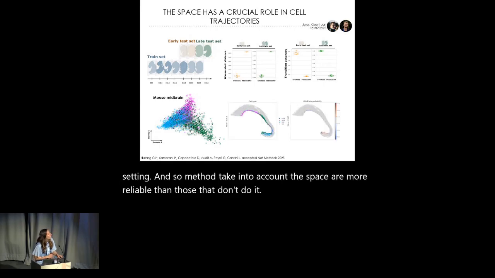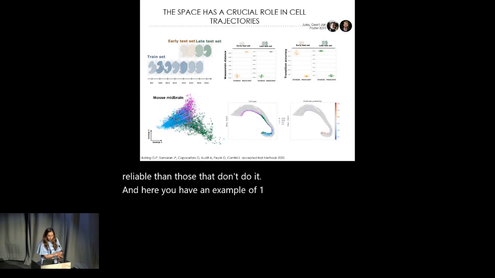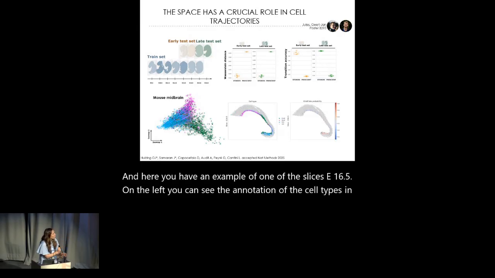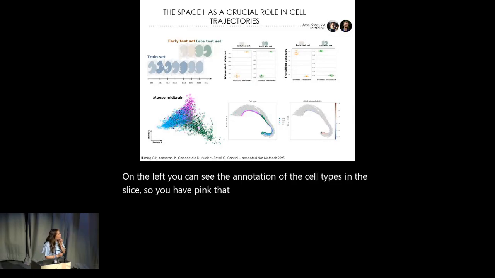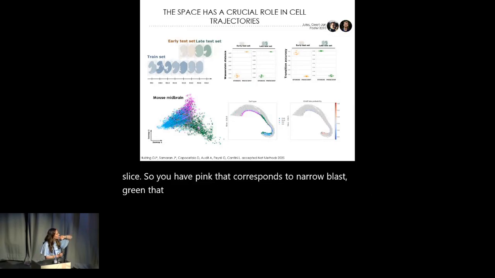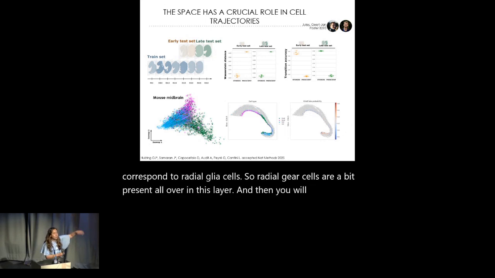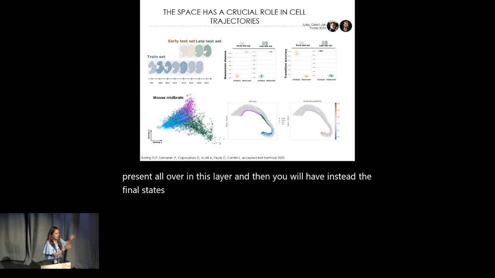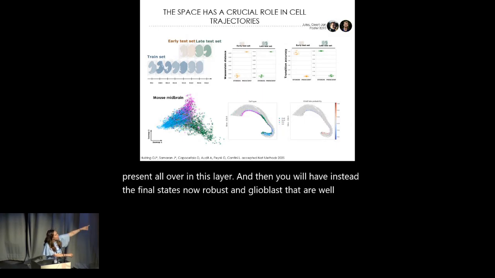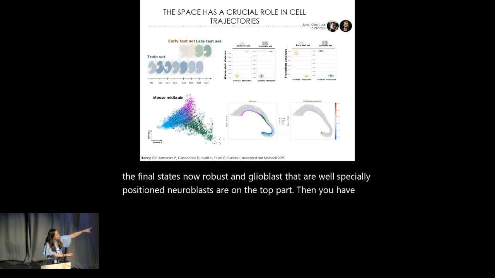And here you have an example of one of the slices, E16.5. On the left, you can see the annotation of the cell types in the slice. So you have pink that corresponds to neuroblast, green that corresponds to glioblast, and light blue that corresponds to radial glia cells. So radial glia cells are a bit present all over in this layer. And then you will have instead the final states, neuroblast and glioblast, that are well spatially positioned. Neuroblasts are on the top part, then you have glioblast in the middle, glioblast in the end, and a little bit of neuroblast in the middle in between the two.